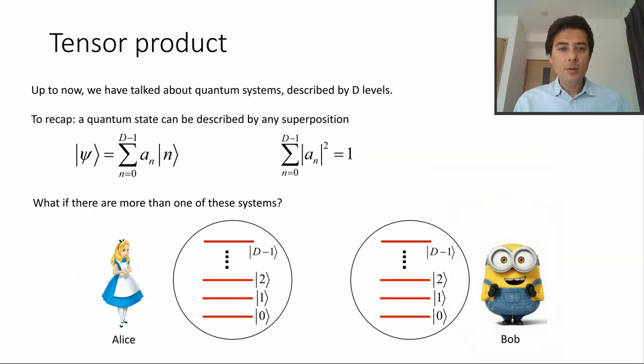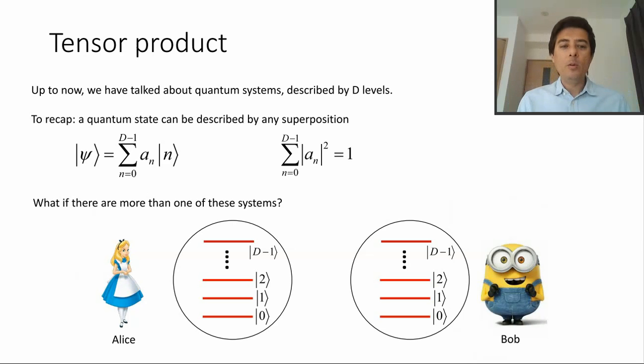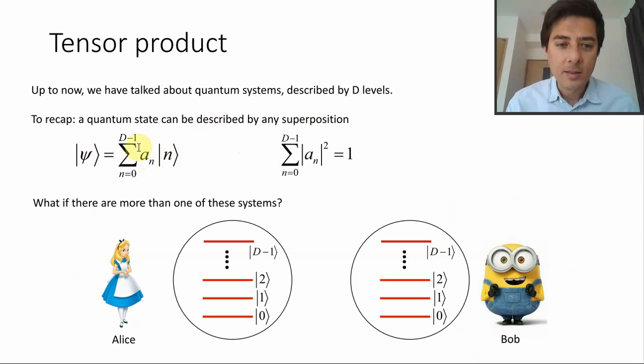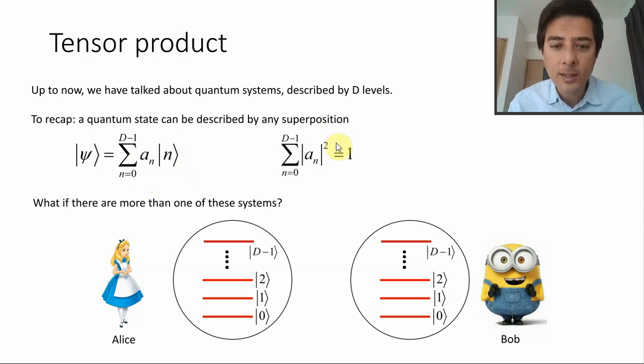Just jumping right into it. How do we define more than one quantum system? As I was saying, up to this point, we've just been talking about a single quantum system where the wave function is given by something like this. We've got, say, d levels, and in general, a quantum state is written as a linear superposition of these d levels, where these coefficients are complex numbers and they need to be normalized.